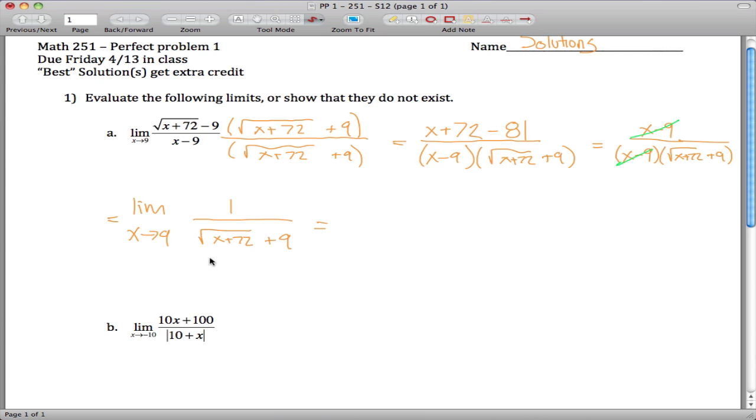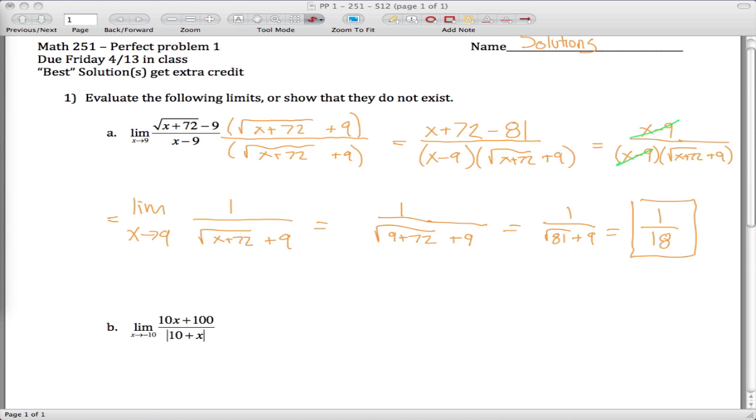And this right here is a limit we can evaluate. You can stick in 9 everywhere you see an x, and what you get is 1 divided by the square root of 9 plus 72 plus 9. 9 plus 72 is 81. Probably didn't need to show that extra step there. Square root of 81 is 9. So 9 plus 9 is 18. Our final answer here is 1/18.